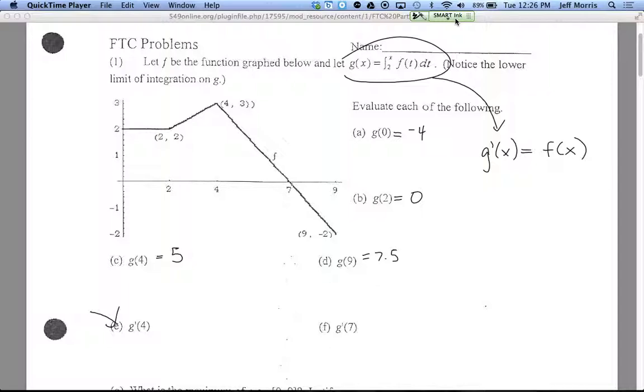All right, g prime of x is equal to f of x. Okay? That makes sense? All I did was plug in the upper limit of integration and multiply by the derivative of the upper limit of integration.